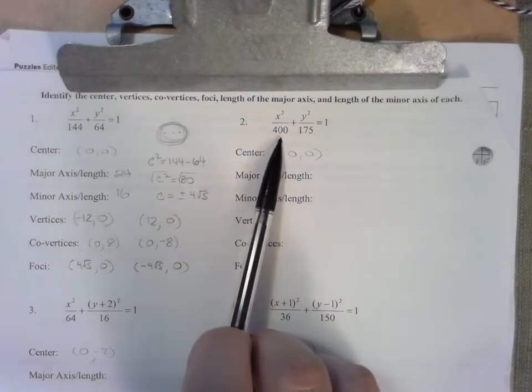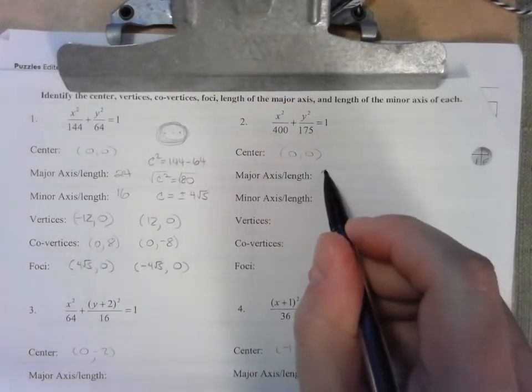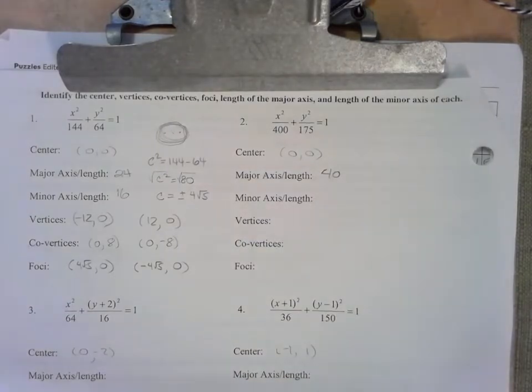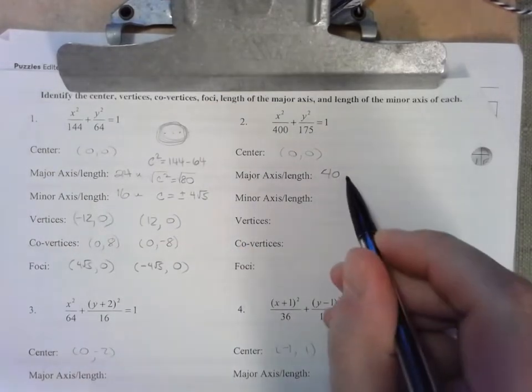This is the larger value. That makes it a squared. That makes the value of a equals 20. So if a equals 20, then 2 times a is the length of your major axis, or 40 units across. Maybe I should put units down here because it's length.